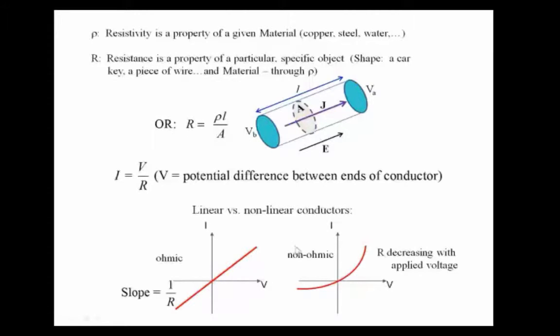Now there's a lot of interesting materials that are non-ohmic, and I show you here one in which there's curvature. The slope is not constant. In this particular case, as you increase the voltage, the slope is getting higher and higher because R is decreasing. So that gives you this shape here. And like I say, there's lots of materials that have this type of curve.